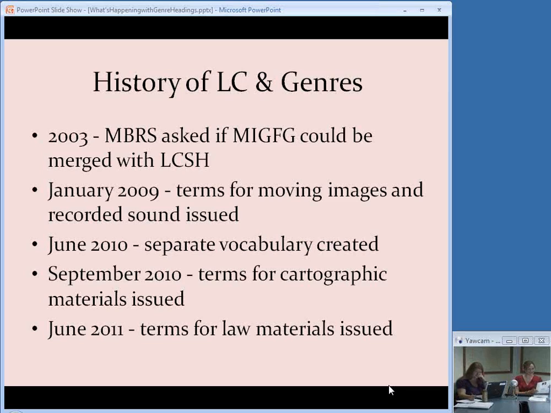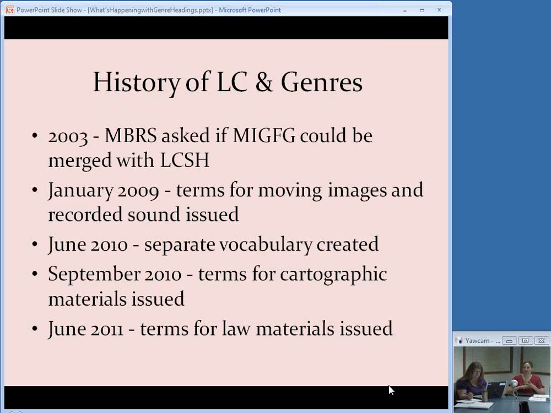MBRS is the Motion Picture, Broadcasting and Recorded Sound Division of the Library of Congress, and they had their own thesaurus, the Moving Image Genre-Form Guide, that's the MIGFG there. They were stretched thin trying to maintain it, and so in 2003 they asked the Library of Congress Policy and Standards Division if maybe they could be merged with the subject headings, so the maintenance could be taken care of together.